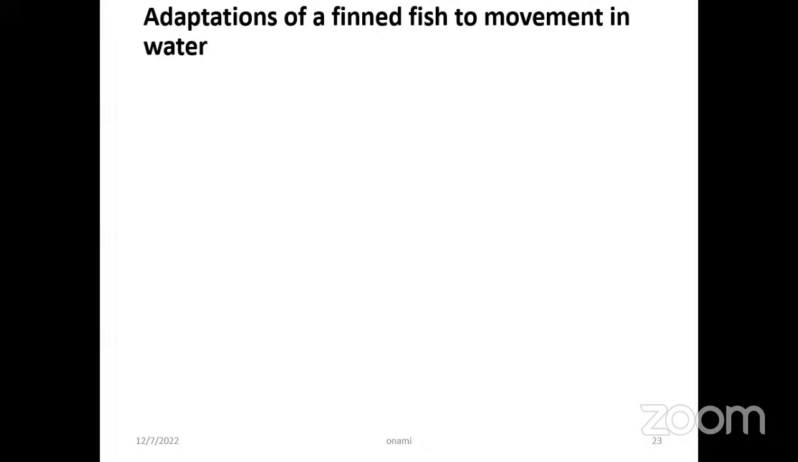So somebody is talking about a lateral line. Yes, it has a lateral line. What's the importance of the lateral line when it comes to movement in water?